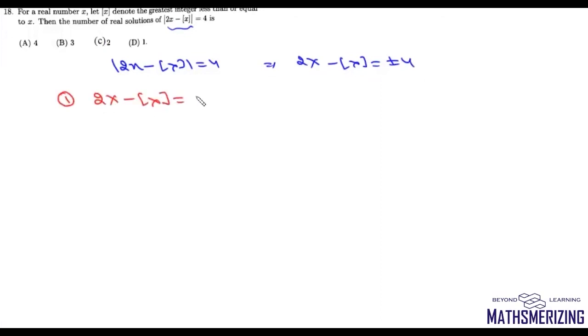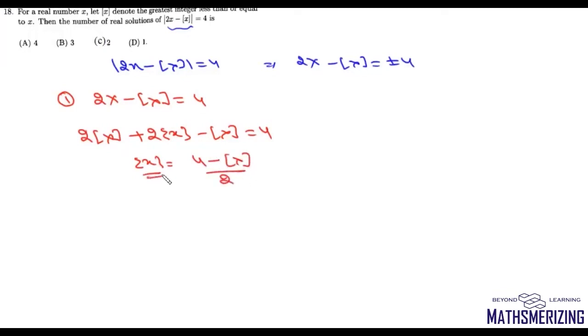Now we'll take the first case, when it is plus 4. We'll get 2x minus greatest integer function of x equal to plus 4. We can write x as greatest integer function of x plus fraction part of x, so it'll be 2 times fraction part of x minus greatest integer function of x equal to 4. So from here we'll get fractional part of x as 4 minus greatest integer function of x divided by 2. Now we know that the fractional part function always lies between 0 and 1.